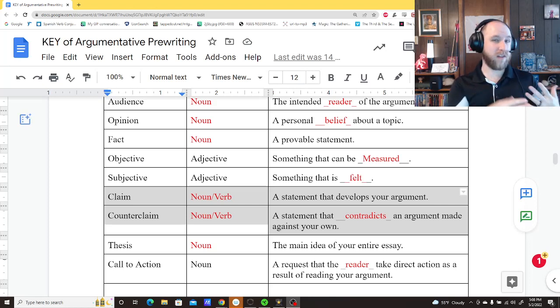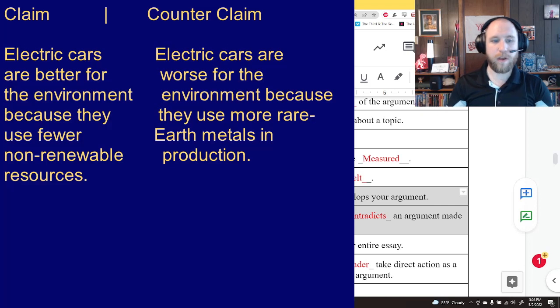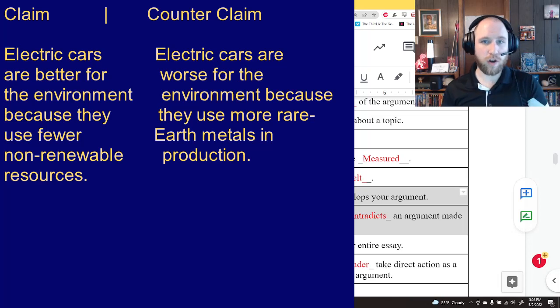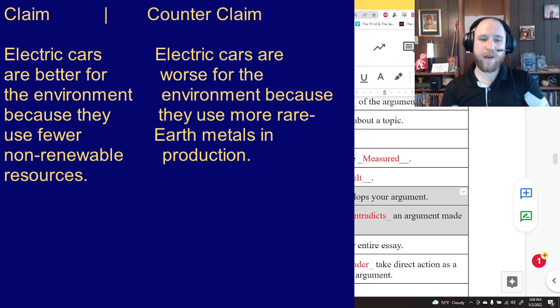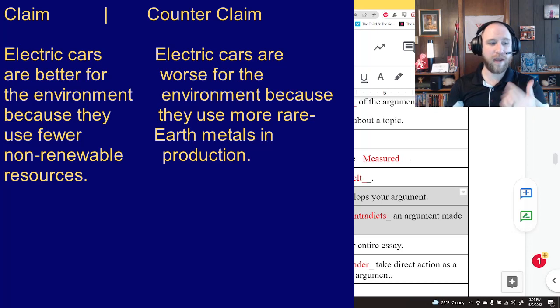So let's go back to the electric car example. A claim that I make that helps develop my argument could be something like, electric cars are better for the environment because they use fewer non-renewable resources. That's my claim. All right. Now I have to find evidence to back that up and show you the facts and statistics and data, right? But what if my audience doesn't agree with me? What if somebody wants to argue against me?